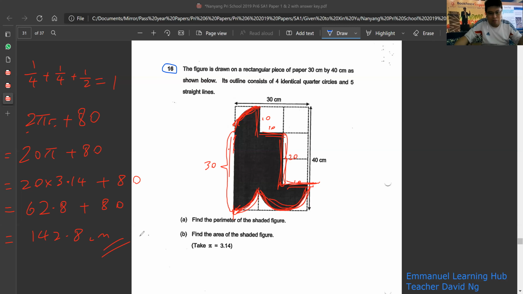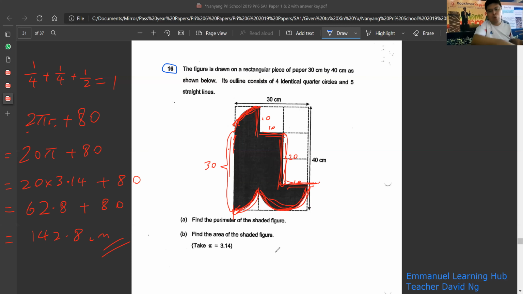No. Easy, perimeter. So as long as you can see this plus this plus this is one full circle. If you cannot see, then you have to find 1/4 of the circle, 1/4 of the circle, and half of the circle. If you can't see, you do the long way. If you can see, there's a shortcut.